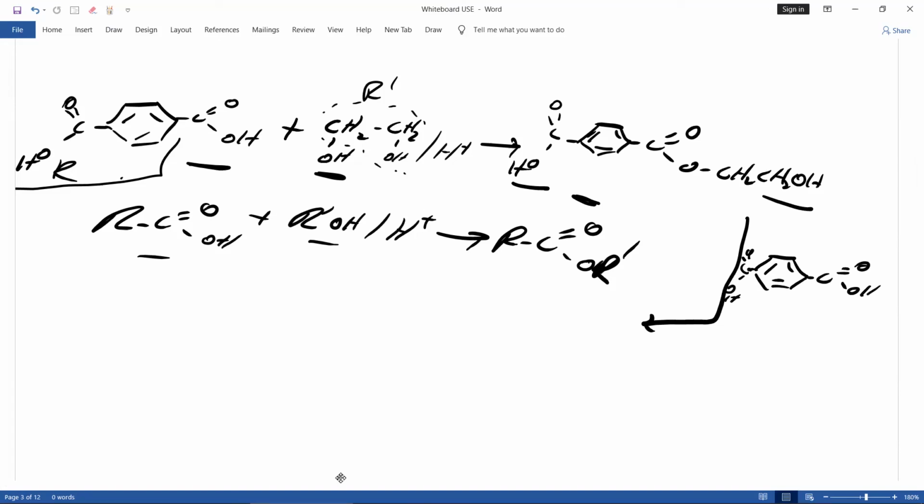Remember, don't write this down. Here I have a carboxylic acid. Here I have an alcohol. All of this is my R prime. All of this is my R. And what I'll get is the following.